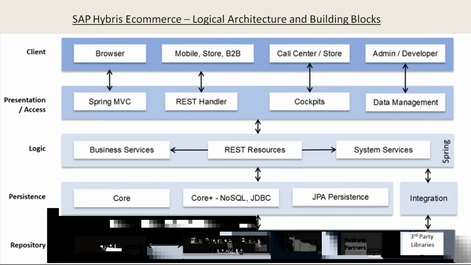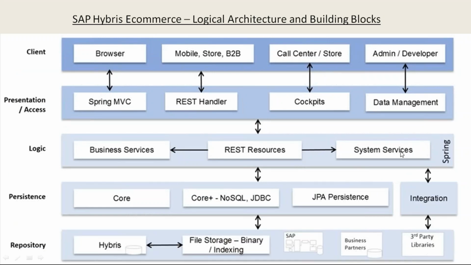You can see it is a five-layered architecture: client, presentation, logic, persistence, and repository layer. This is the data layer where all the databases are. We explained the business services and system services. Business services are taken care of by the core platform, whereas system services are taken care of by the core plus platform. SAP Hybris is built on the core and core plus platforms. That is what we mean when we talk about business services.